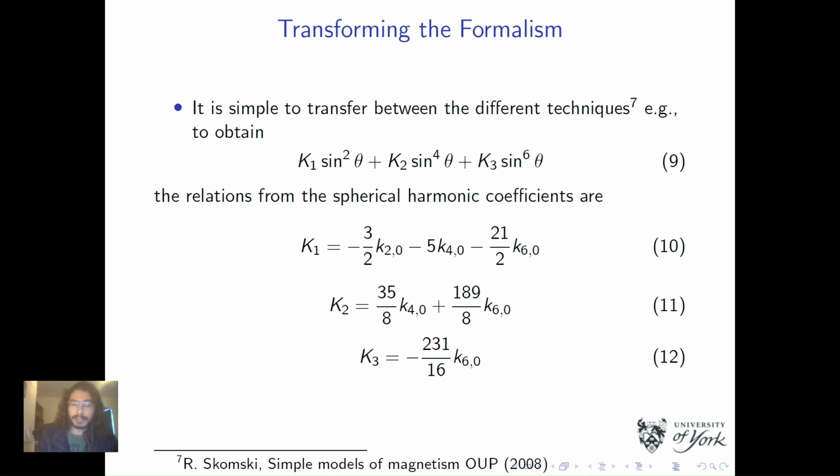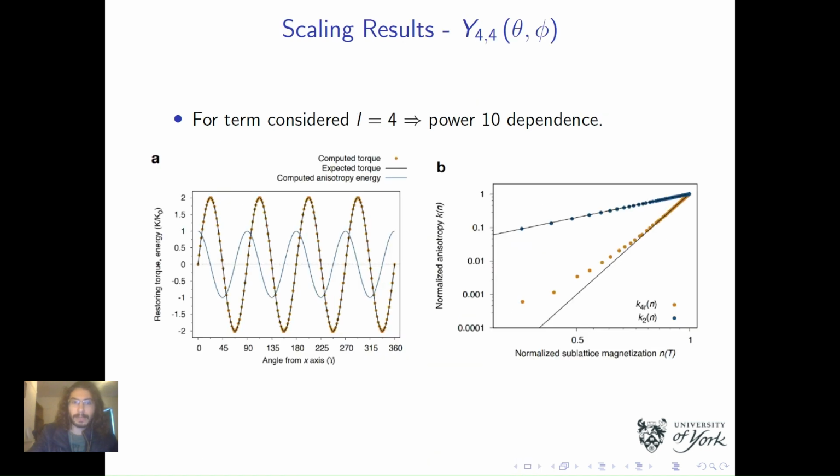It's quite simple to transfer between the formalisms. It's usually a case of starting at the higher orders and working your way down. Here's an example which can be found in more detail in Ralph Skomski's book. And here we show some simulations to check the temperature dependence. We see that for the L equals 4 rotational term, we get the expected dependence on the bulk anisotropy.